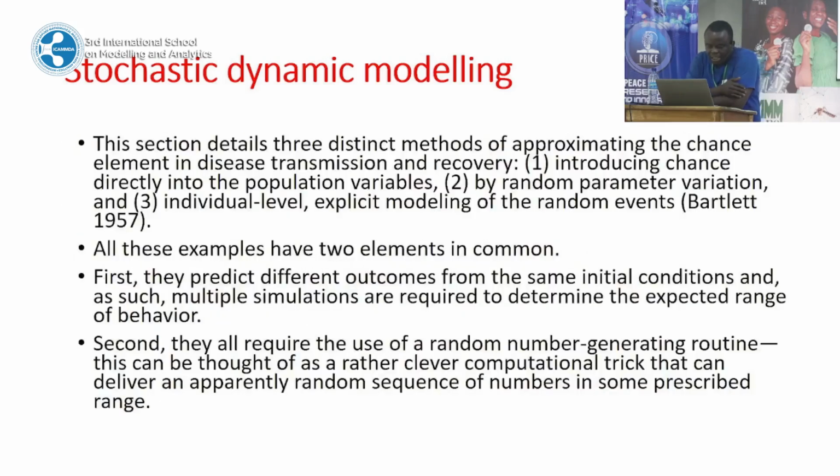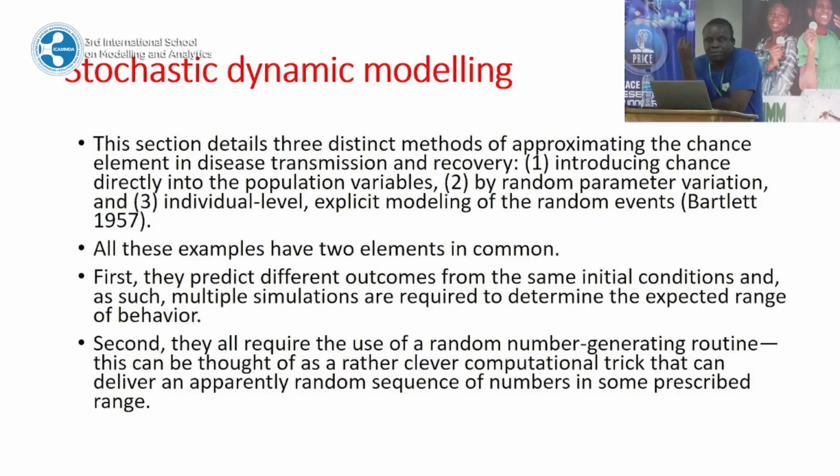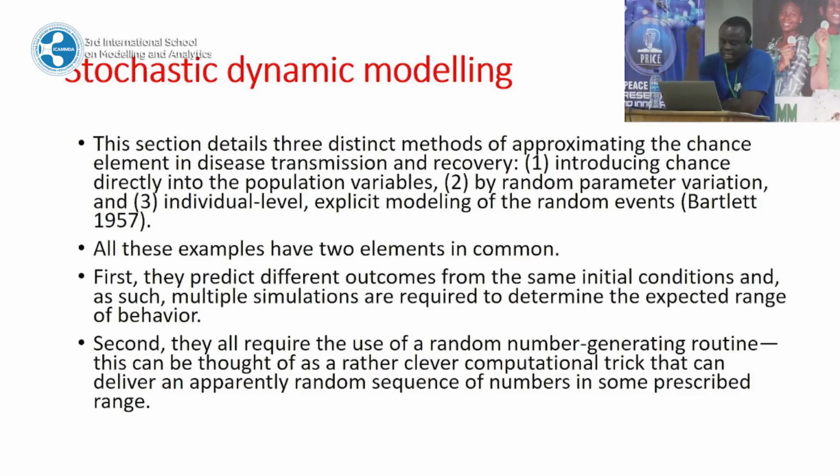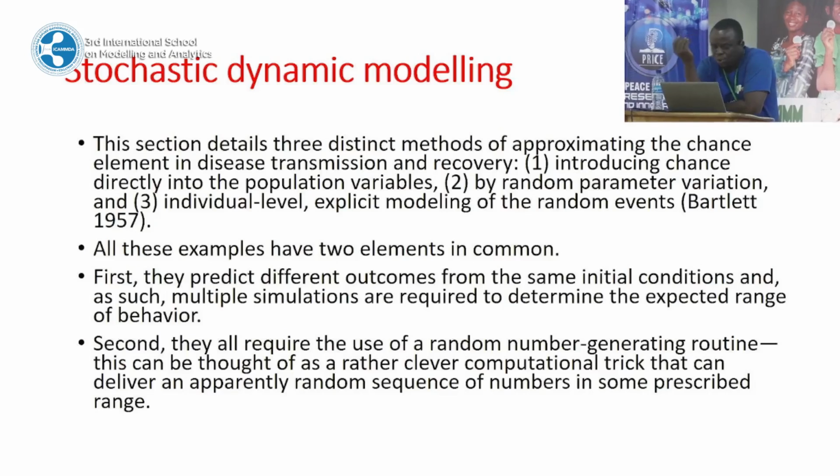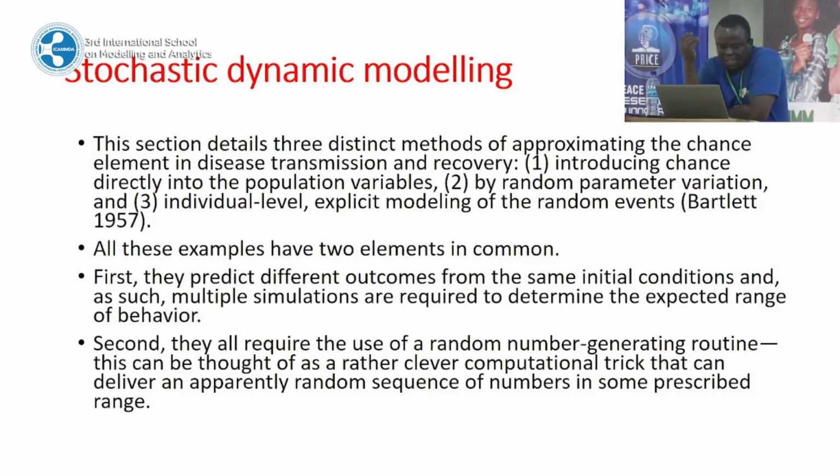So this section details three distinct methods of approximating the chance element in disease transmission and recovery. One, introducing chance directly into the population variables. The population variables are S, I, R, basically. I mean the number of susceptible, number of infectious population, number of recovered. These are the variables.